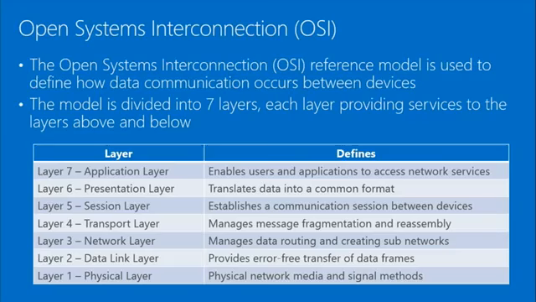Layer 7, the application layer, enables users and applications to access network services. People get confused and think this is a program I use to access network services. It's not. It's the protocol the program uses to access network services. Layer 6, the presentation layer, translates data into a common format. We talked about ASCII. Another one is EBCDIC, and these are basically keyboard formats. Maybe different computers are using different formats. The presentation layer can translate that for you.